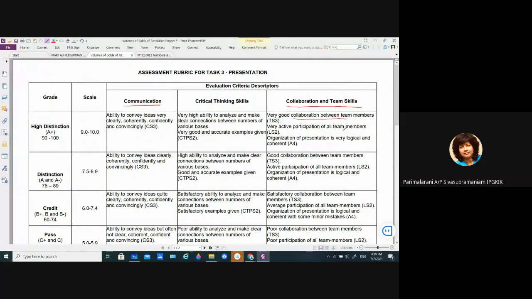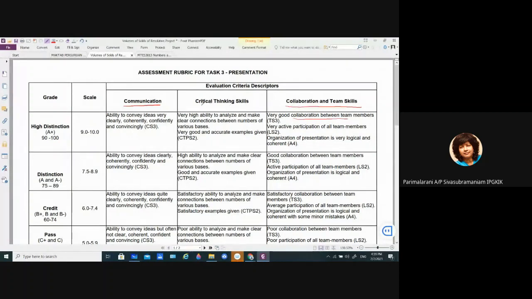Very active participation of all team members. That means all team members in the group must take part in the presentation. Okay, everyone must have their own section that they are going to present. Okay, organization of the presentation is very logical and coherent. You present very smoothly, no gaps in between. Okay, very smoothly, very clearly. So that is regarding communication and collaboration and team skills.